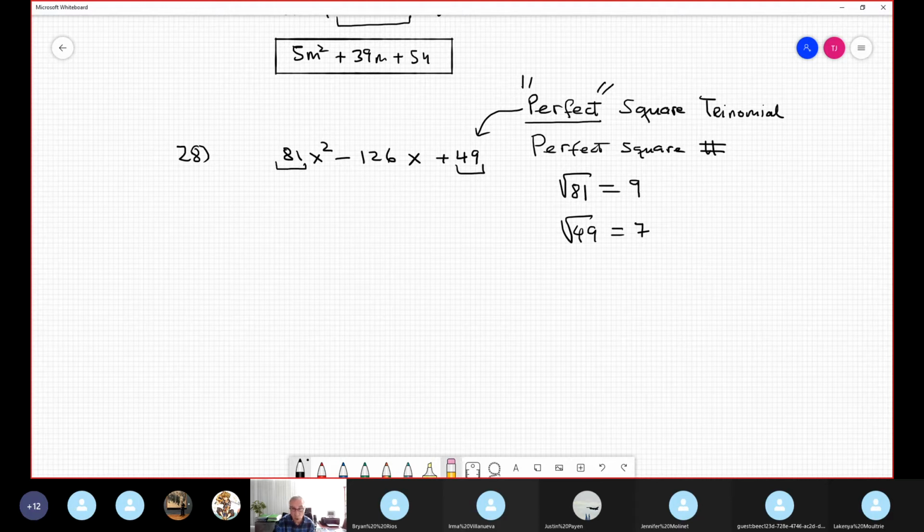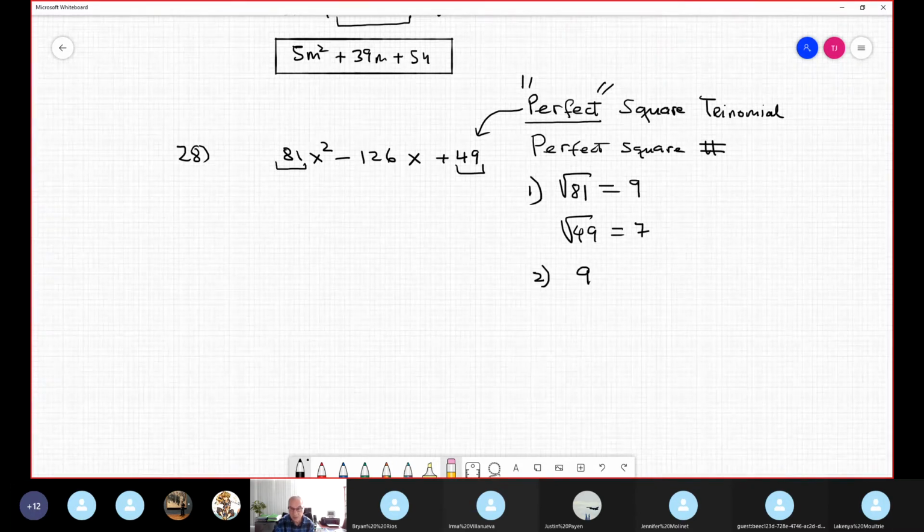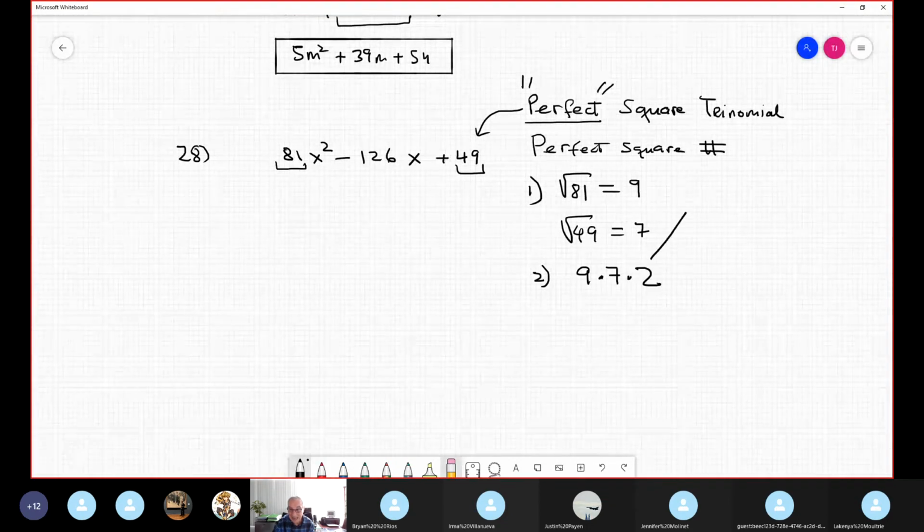Okay, and this is enough? No. One more condition. Condition number 1 is both numbers are perfect squares. Condition number 2 is, can you multiply 9 times 7 times an additional 2?